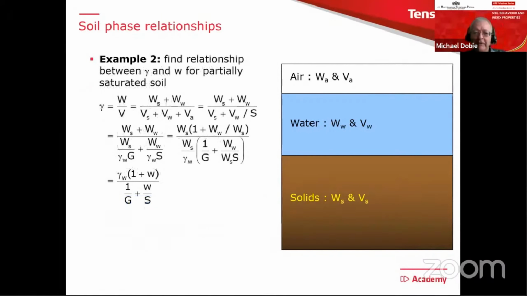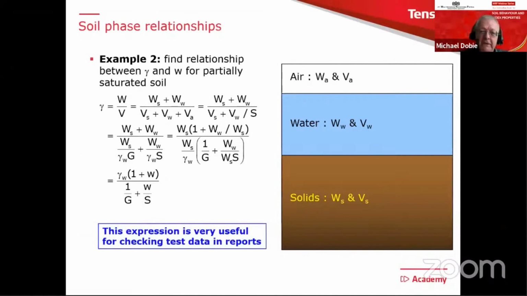The second example is a bit more complicated to do, but it's not that difficult. It's to find a relationship between water content and the unit weight, taking into account the degree of saturation. And you can do that by playing around and doing a bit of algebra. And I'm not going to go through that, but you end up with that expression at the bottom there. And this is a really useful expression when you are checking test data in reports. So let me explain how.